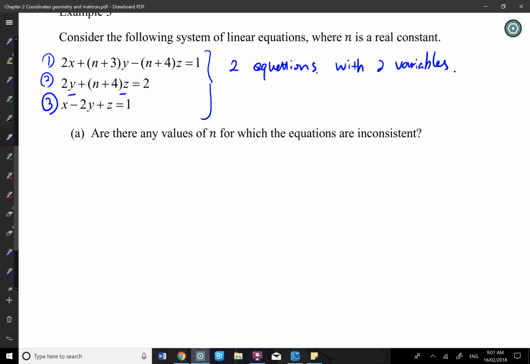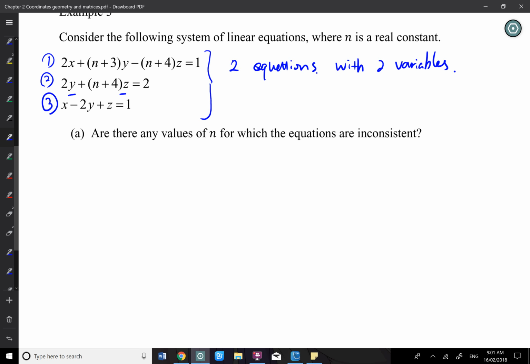If you still had three variables in the second one, we would need to change all of it to make it two equations with two variables. But because the second one already has only two variables in it, we will just keep it like that. We are not changing it. We are not touching it.